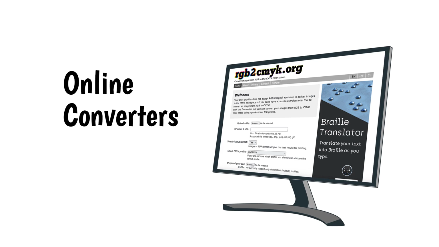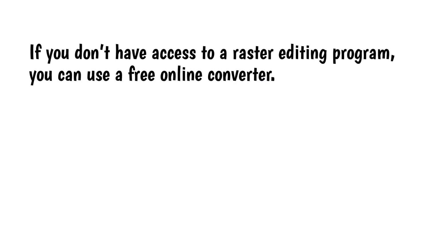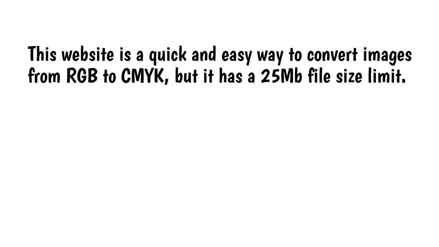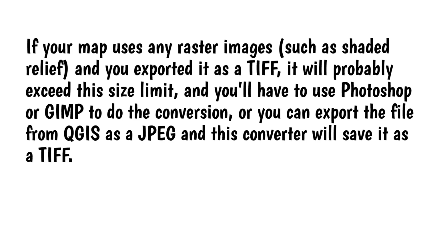Online converters. If you don't have access to a raster editing program, you can use a free online converter. RGB to CMYK. This website is a quick and easy way to convert images from RGB to CMYK, but it has a 25 megabyte file size limit. If your map uses any raster images such as shaded relief and you exported it as a TIFF, it will probably exceed the size limit and you'll have to use Photoshop or GIMP to do the conversion. Or you can go back to QGIS and export the file as a JPEG and this converter will save it as a TIFF.